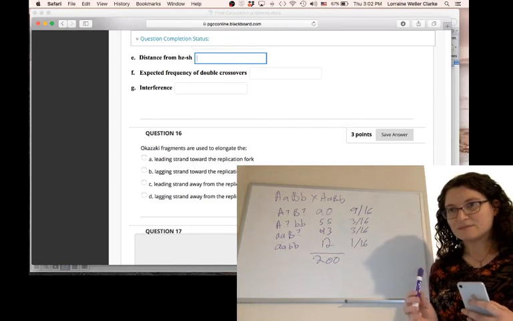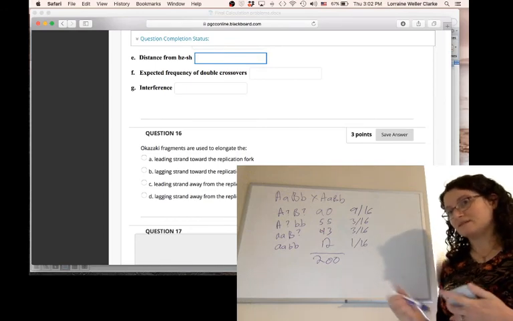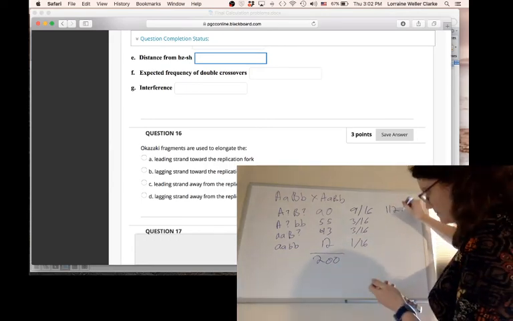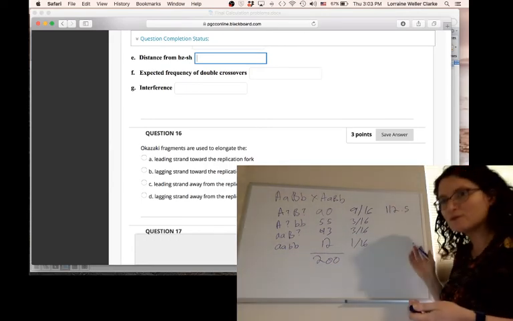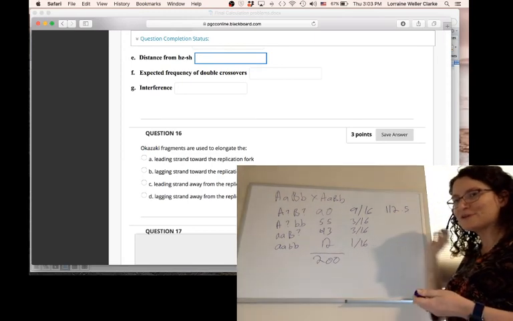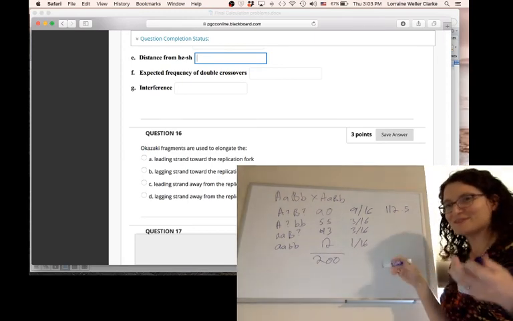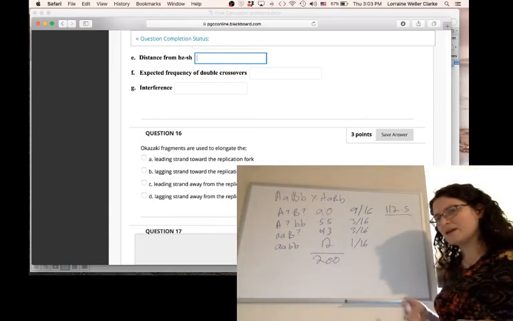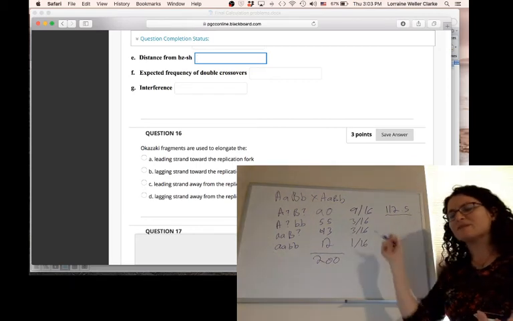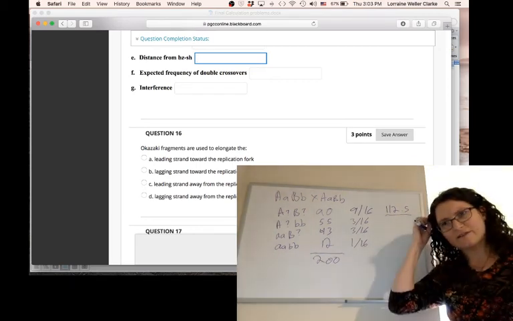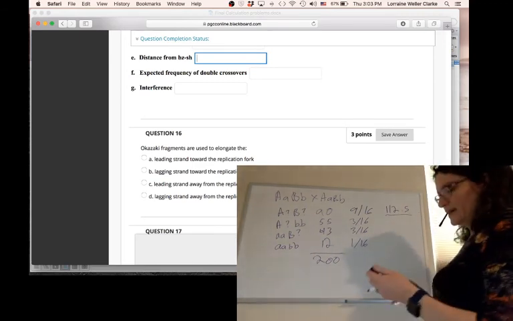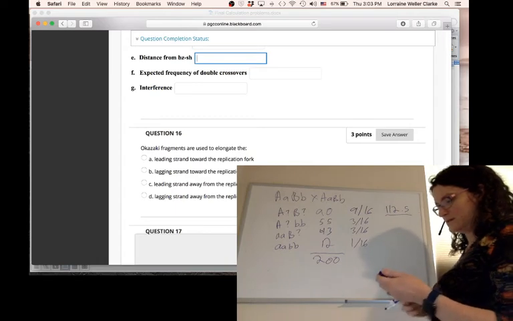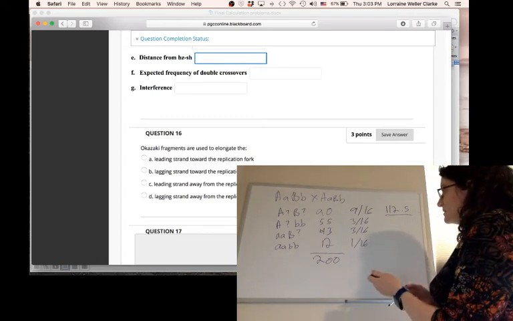Never use a decimal in your expected. You can use a decimal, that's fine, it doesn't matter that much. If you made this 113, it would be a slightly different number, but I would still give you the credit for it. 3 out of 16 times 200.